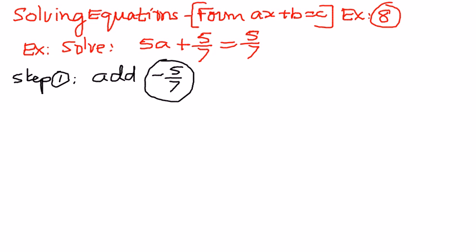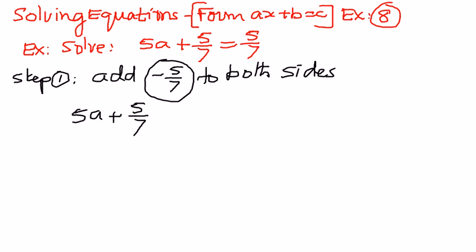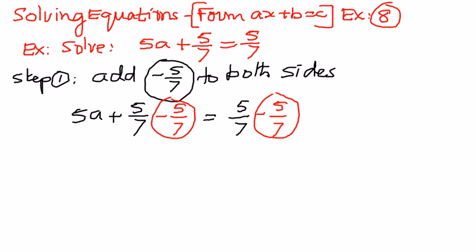So when we add negative 5 over 7 to both sides of the equation, this is what is going to happen. 5a plus 5 over 7 minus 5 over 7, that is what we have added on the left hand side, is equal to 5 over 7 is already given to us. We are adding negative 5 over 7 to the right hand side as well.